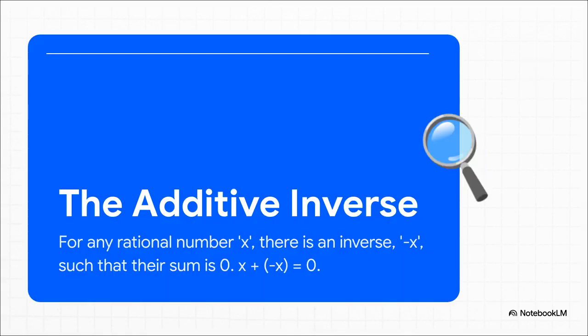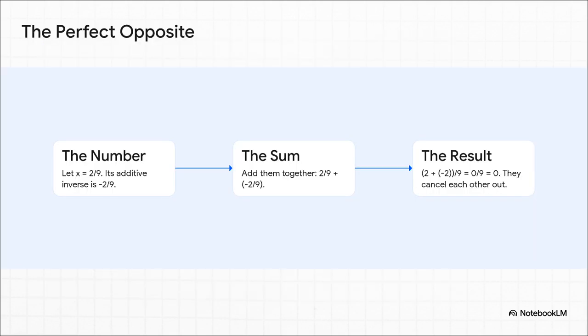All right, our final rule is the additive inverse. And trust me, this is a really powerful idea. It means that for every single number out there, there's a perfect opposite, like a mirror image, that when you add them together, they completely cancel each other out and take you right back to 0. So for 2/9, its perfect opposite is... You got it, -2/9. You add them together, and they just, poof, cancel out to 0. It's a perfect inverse pair.